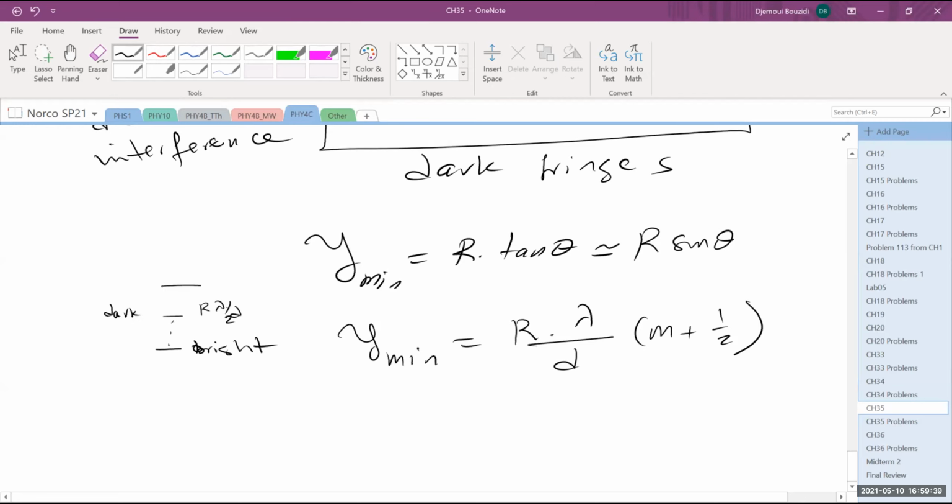If you go twice as much, which is r lambda over d, this is actually bright. And you guessed what's going to come next: it's going to be r times 3, so it's going to be 3r lambda over 2d. That is going to be dark, actually. And if you go twice as much as this one, which is 2r lambda over d, that is going to be bright. And the same picture is happening below on the screen.